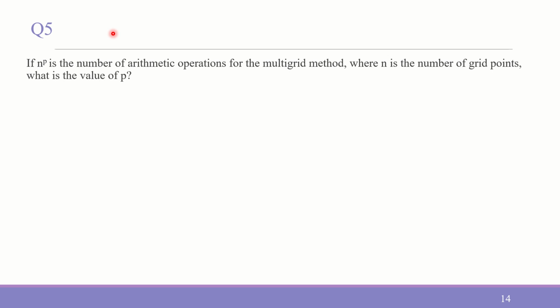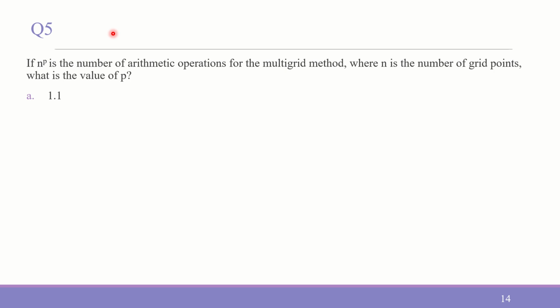Generally, for the Gauss-Seidel method, we say we get the solution in n to the power of 2 arithmetic operations, and for SOR, I'm talking about the optimal SOR method, we say it to be less than the conventional Gauss-Seidel method, like 1.5 something. So what is the value of arithmetic operations for the multigrid method where n is the number of grid points? What is the value of p?